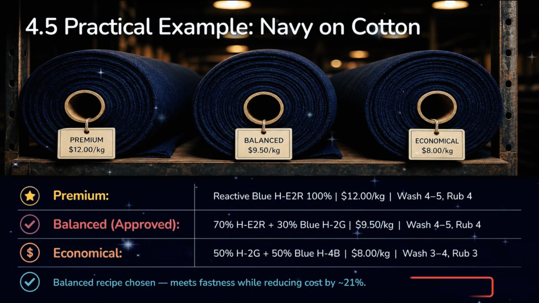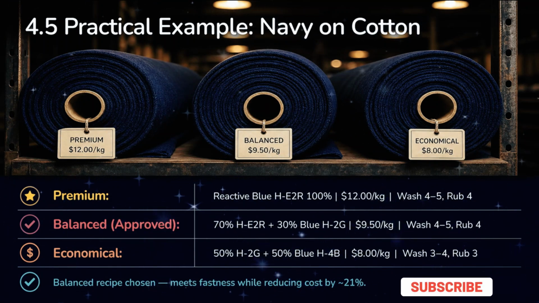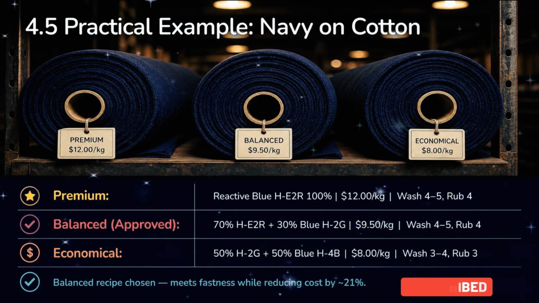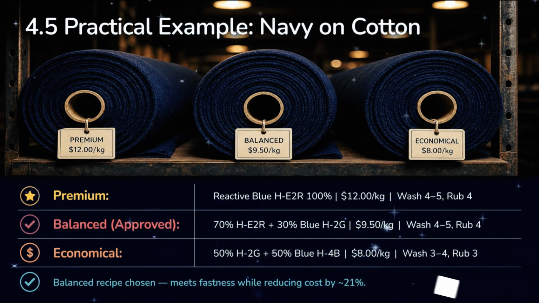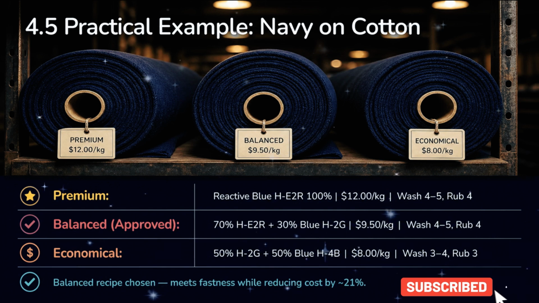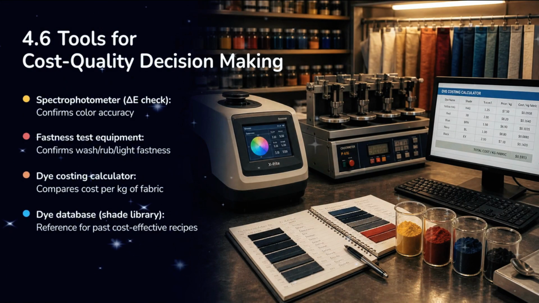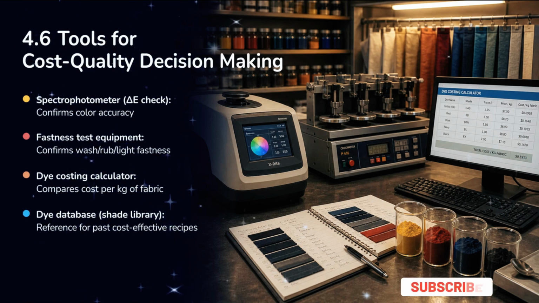In this practical example of navy on cotton, we compare 3 options. The balanced recipe was approved, meeting the required fastness while reducing cost by about 21% compared to the premium option. Section 4.6 covers tools for cost-quality decision-making.